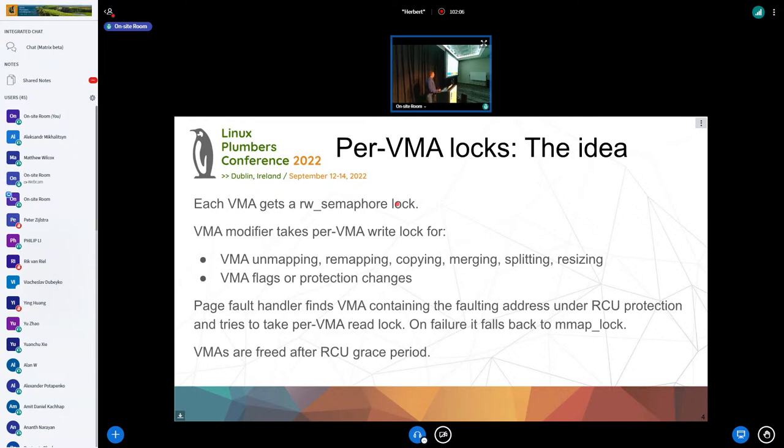So this per VMA locks idea basically came up after we discussed speculative page faults during LSFMM in April. The idea is basically to have a lock which is finer grain than mmap lock, and which will cover just specific VMAs. So each VMA now gets a read-write semaphore lock. It will be taken for write, just like with mmap lock, whenever a VMA is being modified, mapped, unmapped, remapped, and so on, or flags are changed. And page faults will look up the VMA under RCU protection, and then when it finds it, it will lock it. We'll check that it's still valid, because under RCU it might return a wrong VMA, so we have to double check after we locked it. And if it's still valid, then we proceed, and we know that the VMA is valid and not being modified.